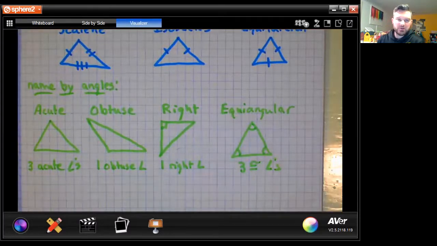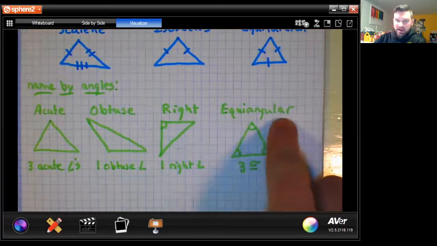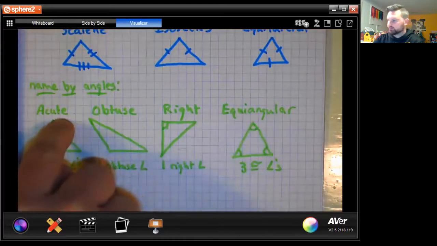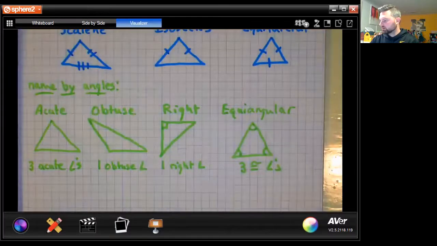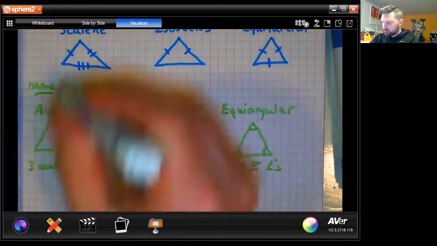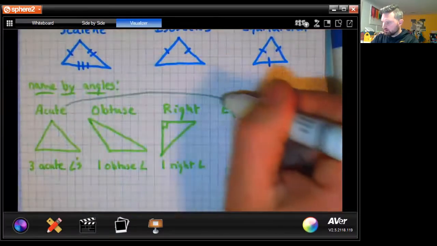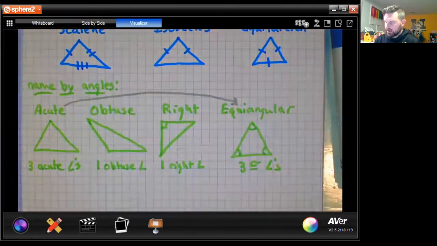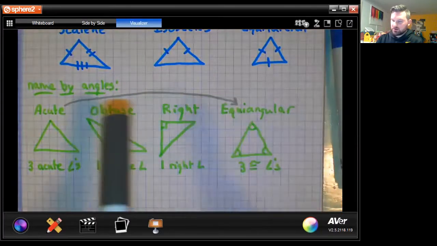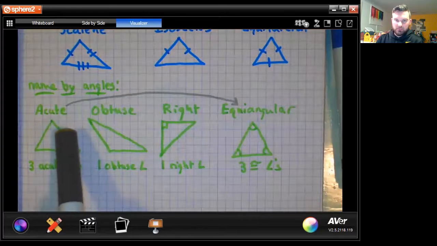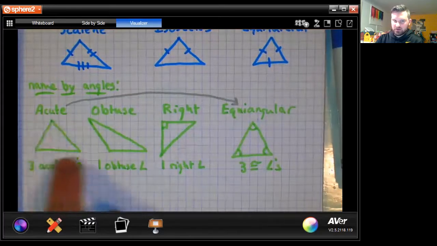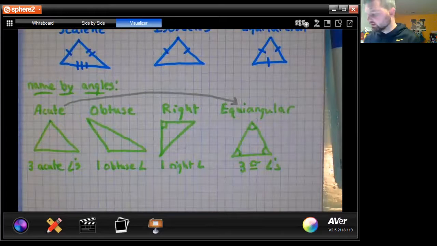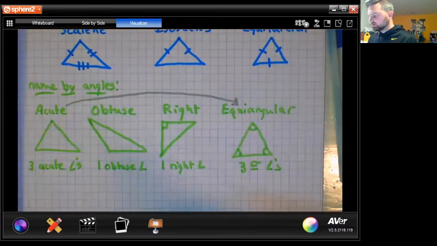So here's kind of the tricky part. An equiangular triangle is also an acute triangle. Okay, let's just draw that arrow there. Okay, an equiangular is also acute. But if I have an acute triangle, that does not mean it's equiangular. Okay, so this is also an acute triangle.